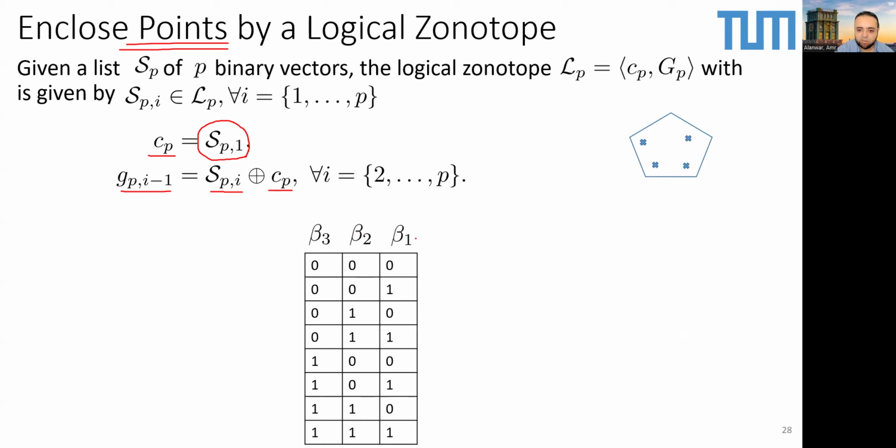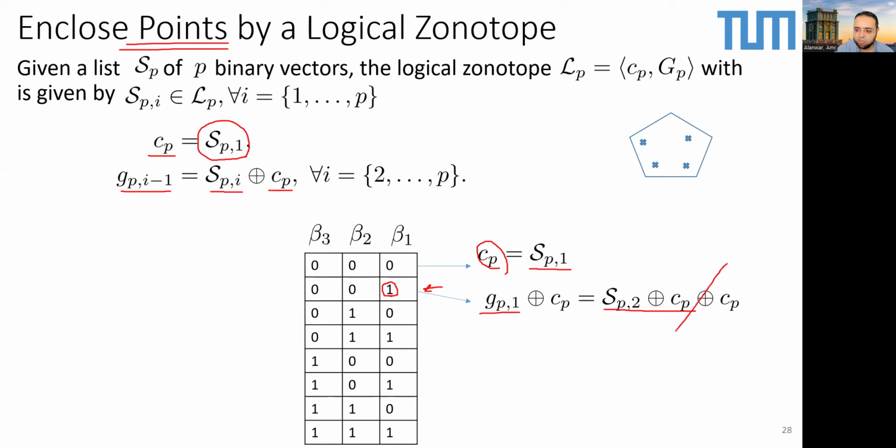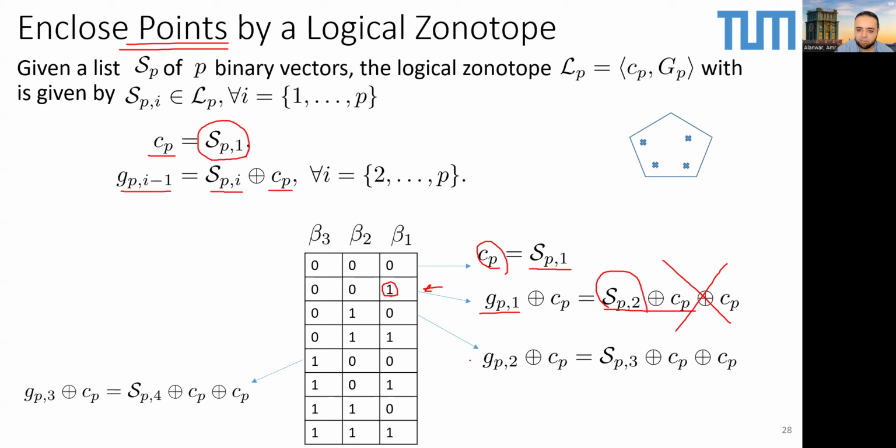If you have 3 generators with 3 betas, you will notice that the first line consists of only the C, which is the first point already. And then each line has 1 beta alone. So for example, line 2 has beta 1 alone. So we can assign another point here by having the generator XORed with C, and the generator is already XORed with C, so the C will be XORed with C, which means 0, and you will end up with the second point. Similarly, you can have the third point and the fourth point.